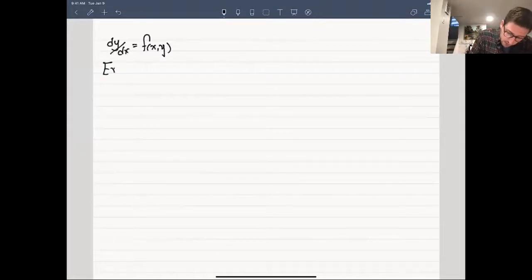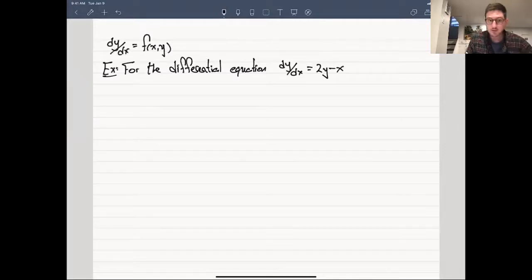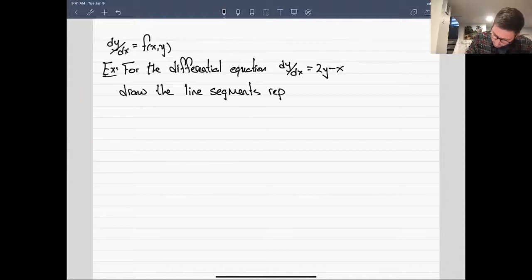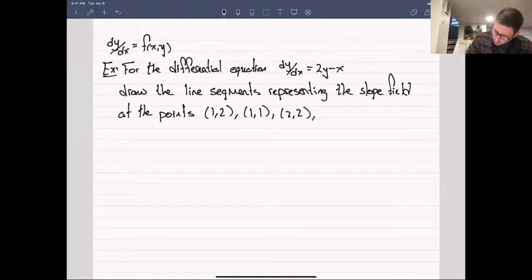So let me show you first how you can use this information analytically. For the differential equation, let's say dy/dx is equal to 2y minus x, draw the line segments representing the slope field at the points, let's say (1, 2), (1, 1), (2, 2), and (2, 1).